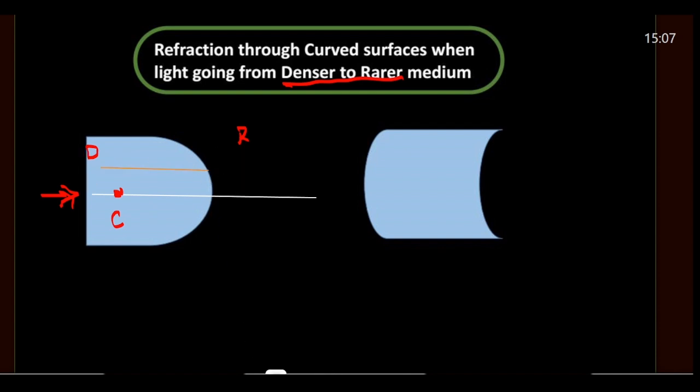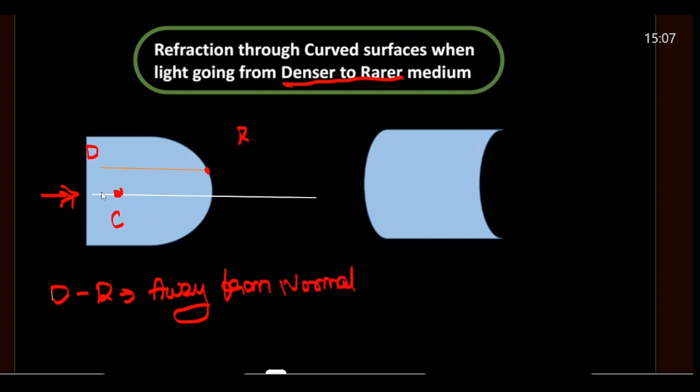At this point it is changing its medium, right? Now it is entering the rarer medium. In this case, how does the refracted ray bend? We discussed in the last revision, the last slide, that if it is rarer to denser, then it bends towards the normal. But if it is denser to rarer medium, then it bends away from the normal, right? It bends away from the normal.